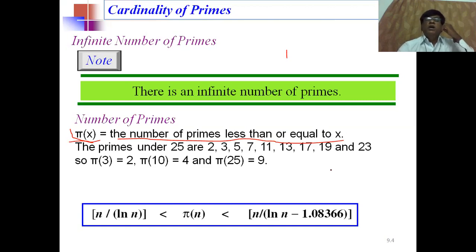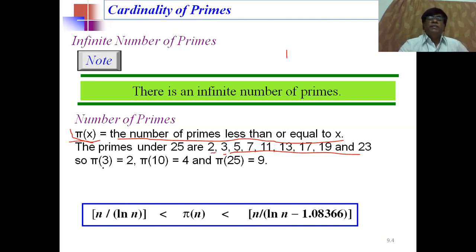X may be any number. For example, how many prime numbers are there under 25? The primes are 2, 3, 5, 7, 11, 13, 17, 19, and 23. So there are 9 primes under 25.